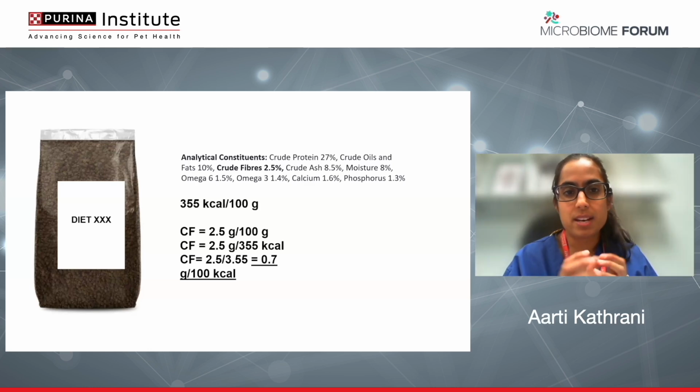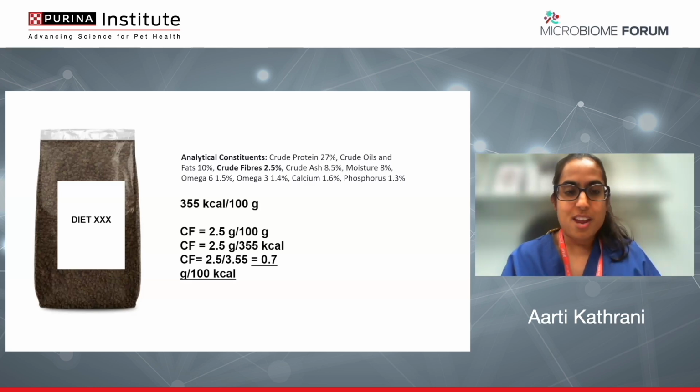And so how you convert that percentage into grams per 100 kcal is, we know that it contains 2.5% crude fiber. So that's saying 2.5 grams per 100 grams of food, because it's 2.5%. And then in 100 grams of food, there's 355 kcals. So that's saying there's 2.5 grams of crude fiber in 355 kcals of food. And then you divide that by 3.55 to get the number of grams of fiber in 100 kcal of food. So in this particular diet, the crude fiber was 0.7 grams per 100 kcal.